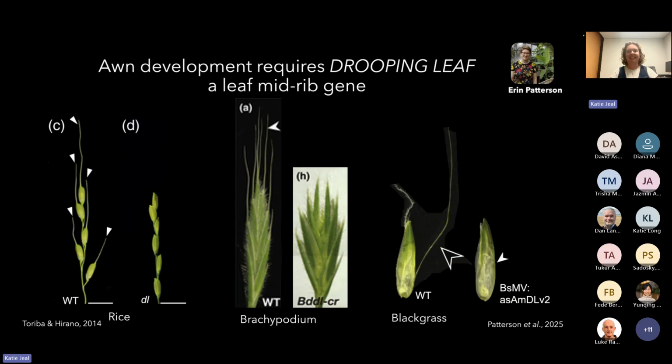But what we see here is that this same gene is being used over and over again for awn development. And this shows that when the awn evolves, it is not a novel structural invention, but evolution is repeatedly recruiting leaf blade genes for use in awn development.